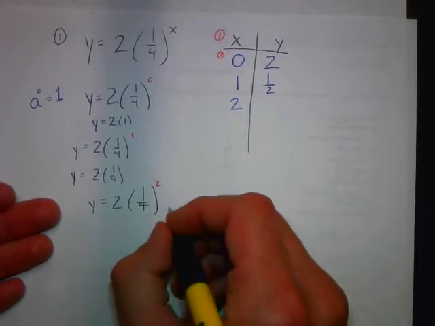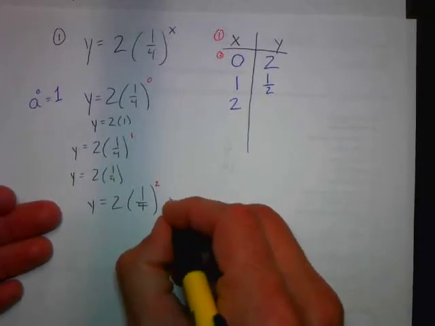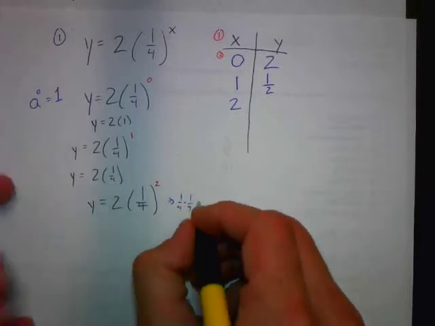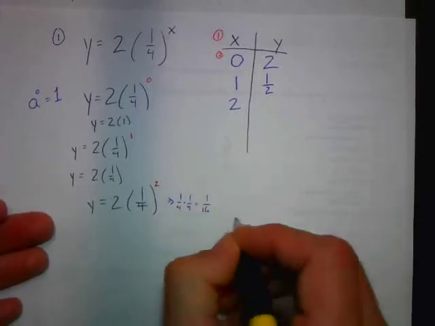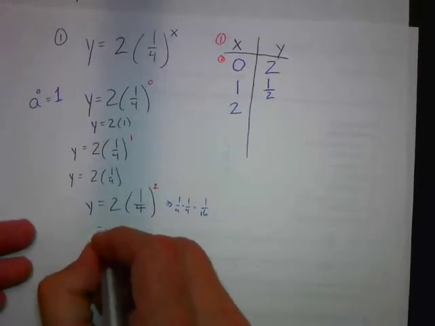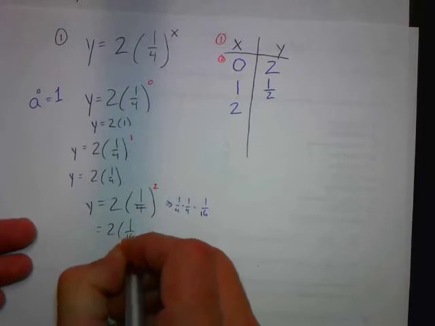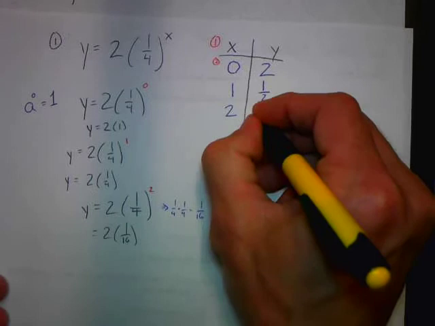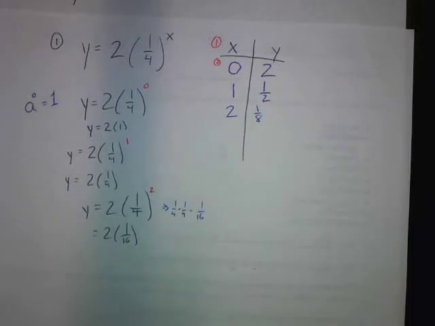1/4 to the second power, remember, is 1/4 times 1/4, and that, of course, is 1/16. So we're looking at y equaling 2 times 1/16, which is 1/8. All right, so let's take a look at what's happening here.